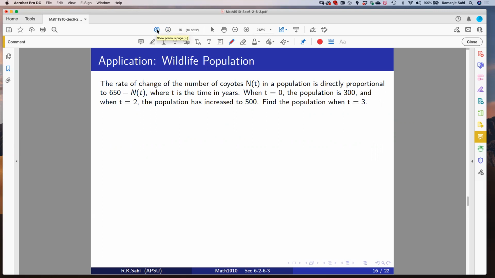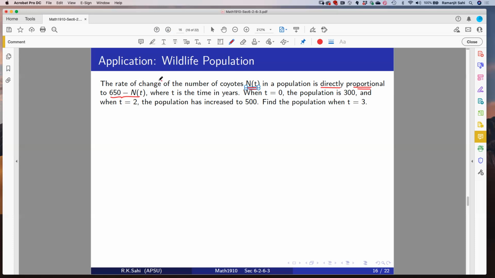And you will see that this is very similar when you write down the differential equation. It's very similar to our Newton's law of cooling. Okay, so let's start here. The rate of change of the number of coyotes, say I'm writing that the number of coyotes is n of t, in a population is directly proportional to 650 minus n of t, where t is the time in years.